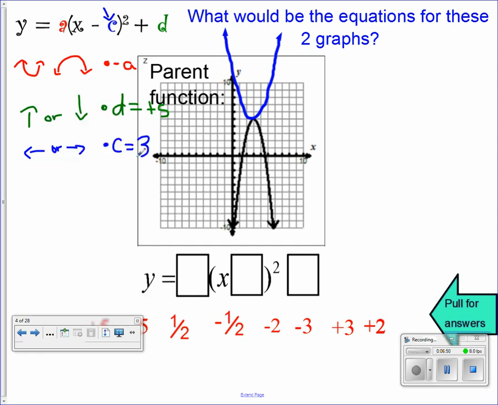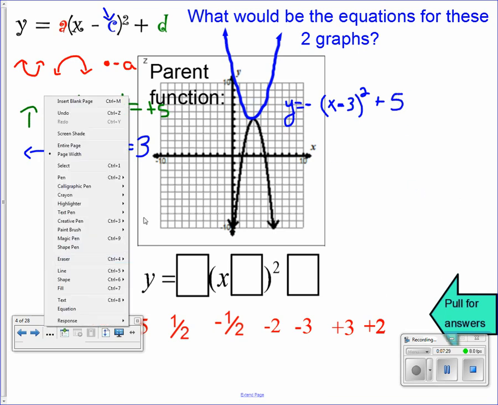It would be a positive 3 that we plug in for this C value. So far what our formula would look like is y equals, in front I would have a negative, parentheses x minus the C value that I plug in, a positive 3, put my squared, and then my D value at the end would be a plus 5. Okay, so that is what we have so far from what we learned yesterday.